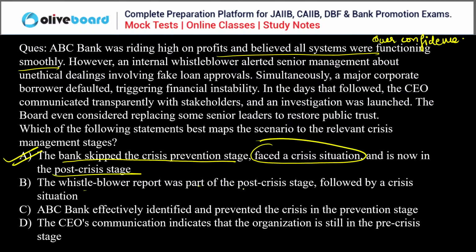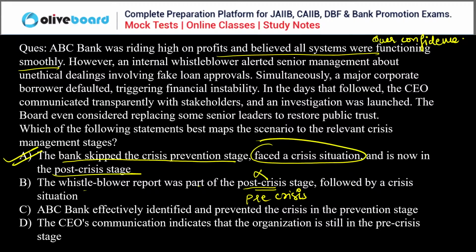Whistleblower report was a part of post crisis stage? No, it is a part of pre crisis stage, everyone. Whistleblower policy, whistleblower report is actually a part of pre crisis stage, and that's why B is not the answer, Sunil.